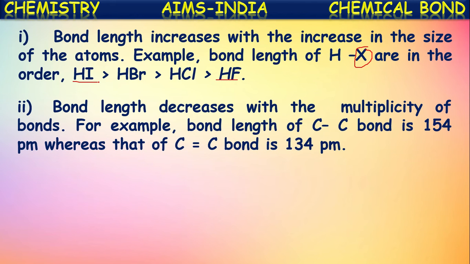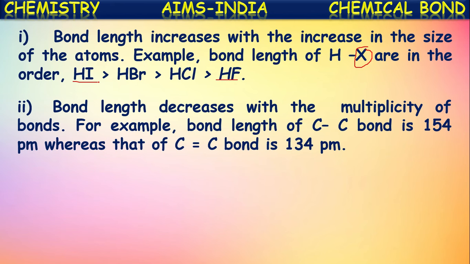Bond length decreases with the multiplicity of bonds. Multiplicity of bonds means multiple bond formation. If there is only one covalent bond between the atoms, then bond length will be greater. If the same atoms form more than one covalent bond, by sharing more than one pair of electrons between them, that is called a multiple bond. As the multiplicity of bond increases, bond length decreases.